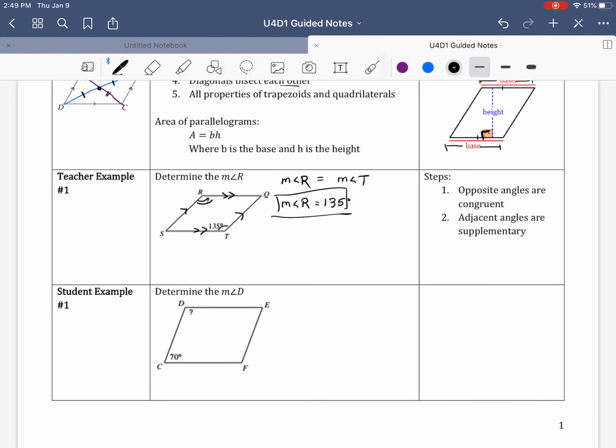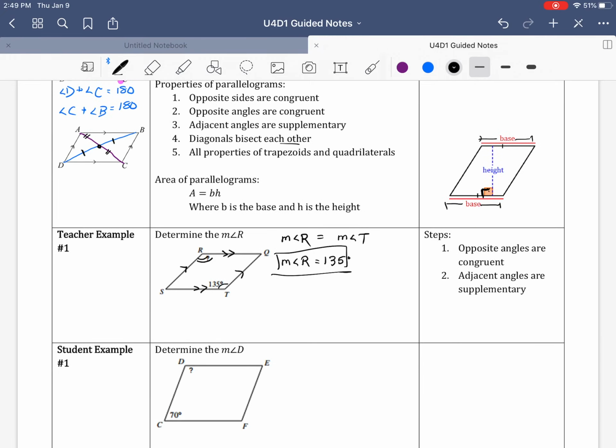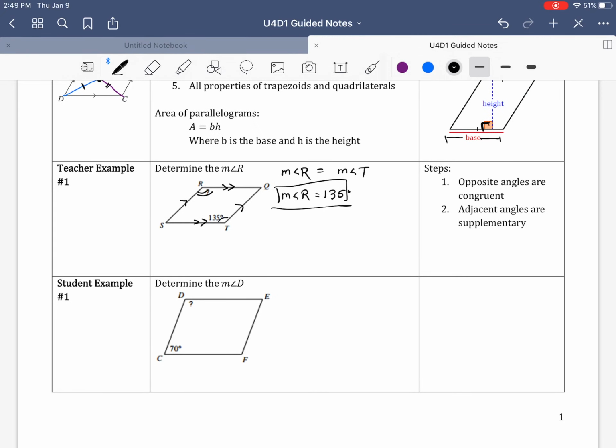Take a second and do student example number 1. Think about which property are we looking at? Are we looking at adjacent or opposite angles? Are they congruent or are they supplementary? And how do we determine the measure of angle D?